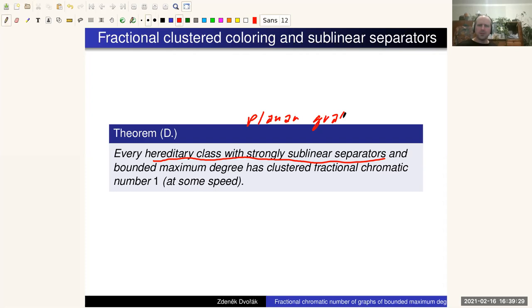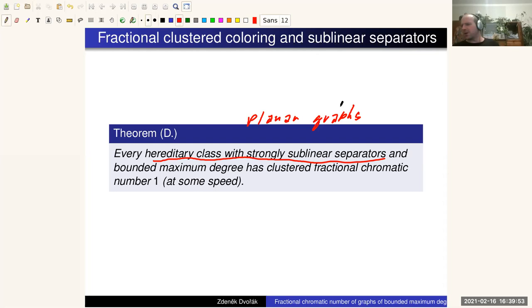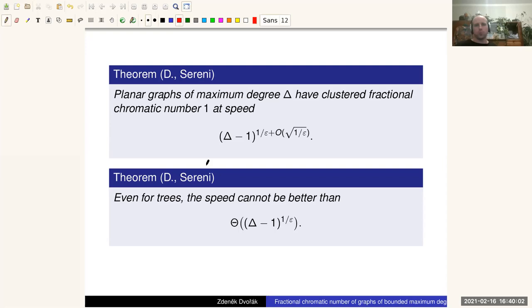As an example, but this is much more general. This cluster fractional chromatic number is one. So you can go as close to just using one color as you want. This bound on the size of the clusters depending on epsilon here is in general pretty bad, but for planar graphs, you can do something very reasonable.